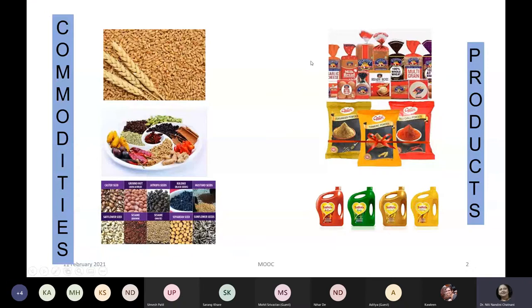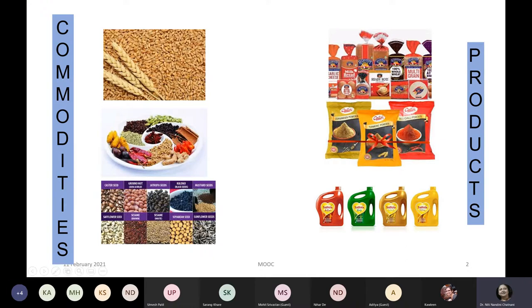Wheat is a commodity. The bread that we make out of it, or the many items we make out of wheat, we may make buns, we may make rotis, we may make cookies. All of these are not commodities, they are products. And our focus is going to remain on commodities. Then, nature gave us so many spices. India is known for the spices that are grown here. These spices are commodities, but when a company like Catch or a company like MDH purchases those spices and brands them, packages them, advertises them, then they don't remain commodities, they become products.